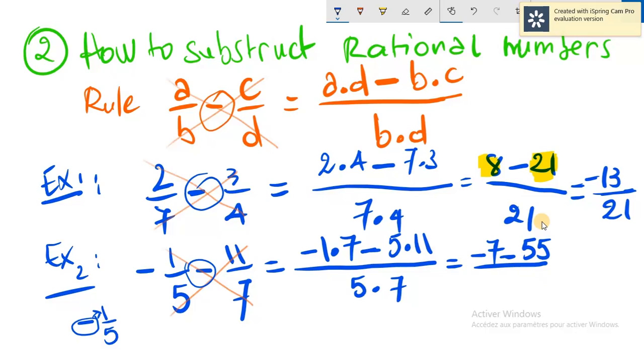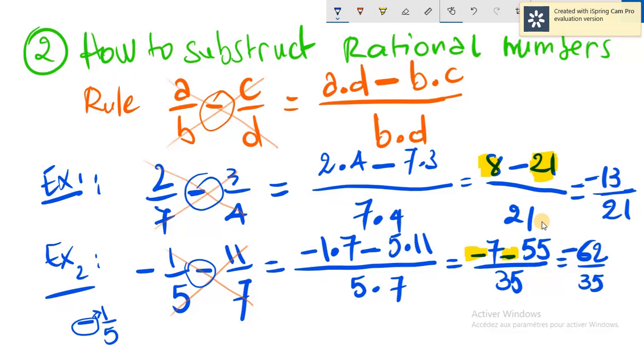Now let's simplify this. You have a negative 7 and you have minus 55. They are the same in sign. If two numbers have the same sign while operating, you need to add them. So adding 55 to 7 will give you 82. Sorry, 62. So you need to write 62 over 35. What about the sign? You will take the common sign. What is the common sign here? It is negative. So you will have a negative 62 over 35.